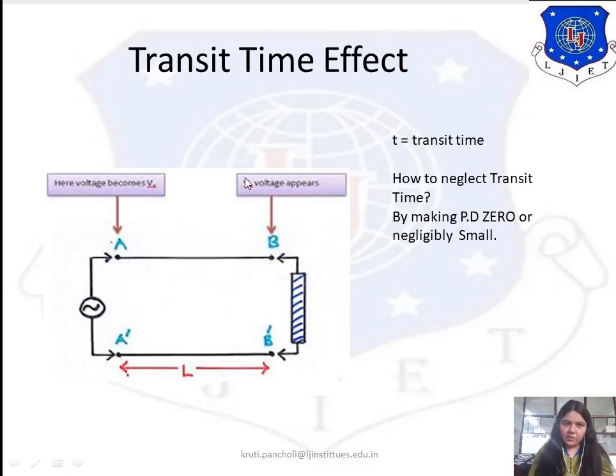We will see this transit time effect only in case of high frequency signal. The question is how to neglect transit time. The solution is to make the potential difference between the 2 points 0. Ideally it can be 0, but practically 0 potential difference is not possible, so we say it should be negligibly small.